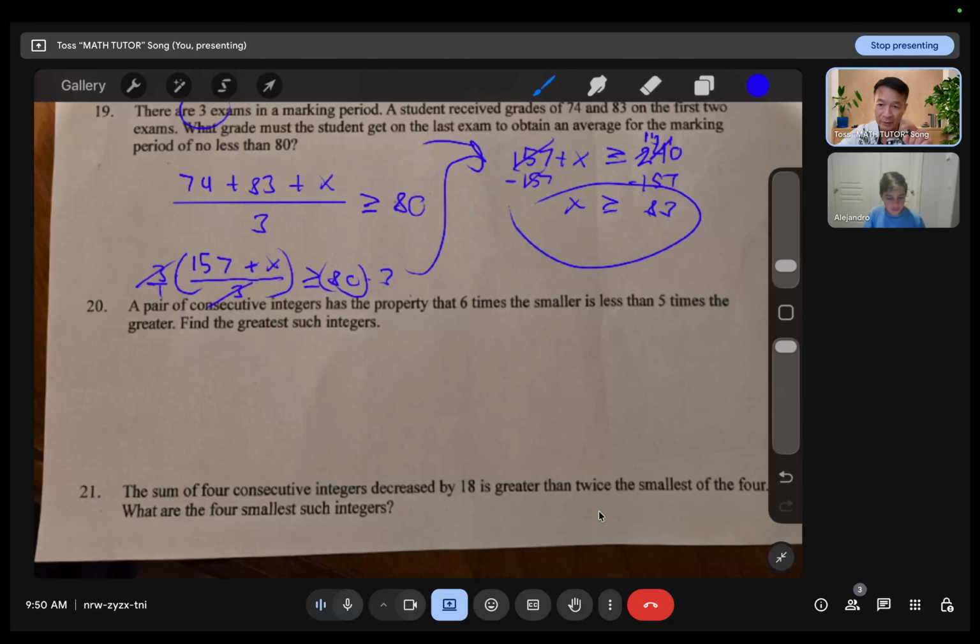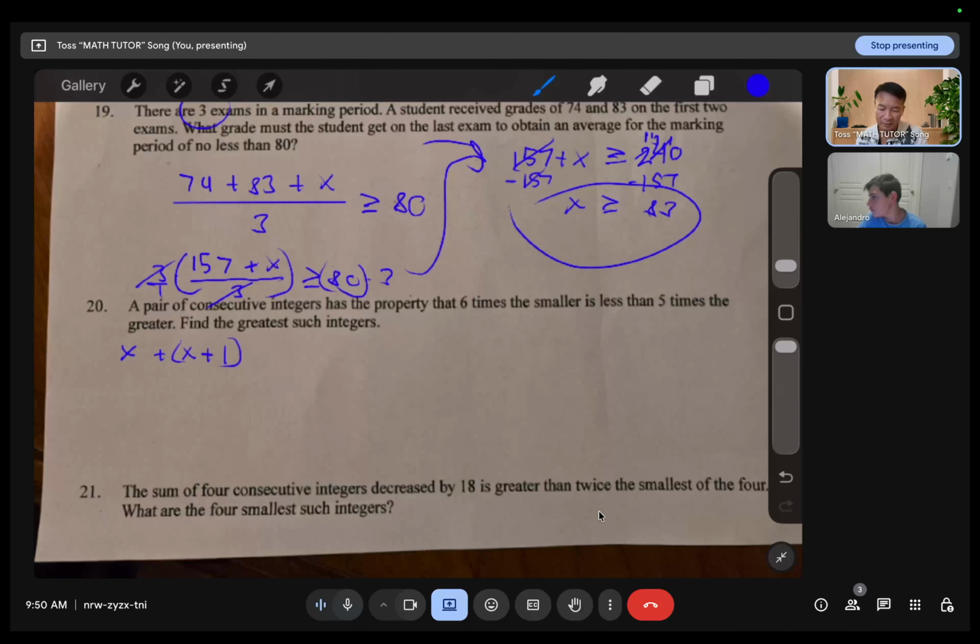All right, what do you think? A pair of consecutive integers, right? I think you're good with that. So x and x plus 1, is that okay? Let's just break it down a little bit. A pair of consecutive integers, not even or odd, so it's just going to be plus 1, not plus 2, has the property. What does that mean? Has the property of 6 times the smaller.